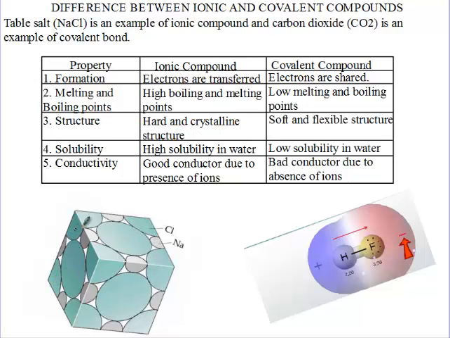Now ionic compounds have a hard, crystalline structure. When you take salt, it is made up of crystals. Ionic compounds have hard and crystalline structures. Covalent compounds are soft and flexible. Their structures are soft and flexible.